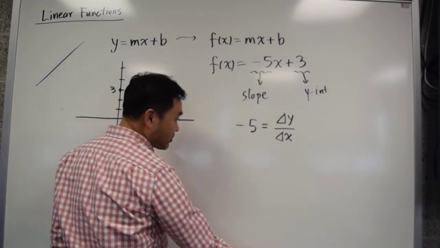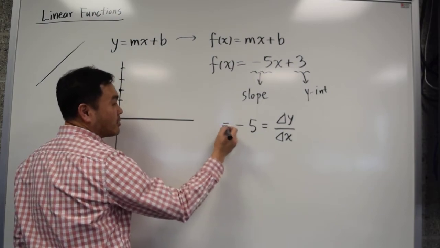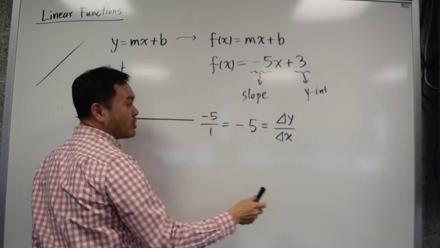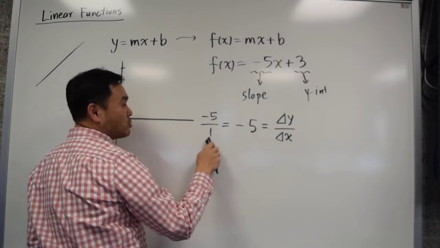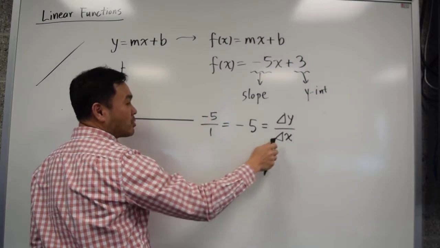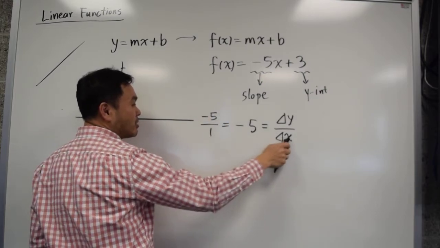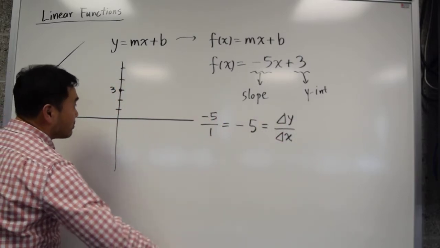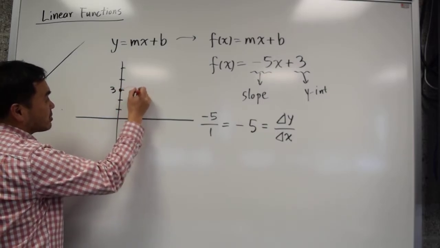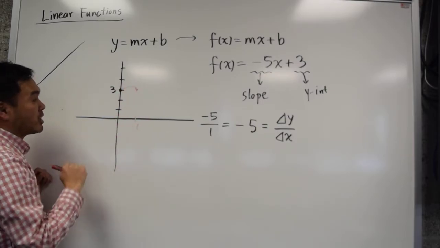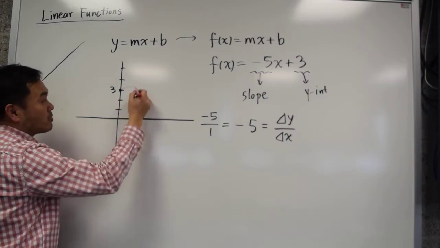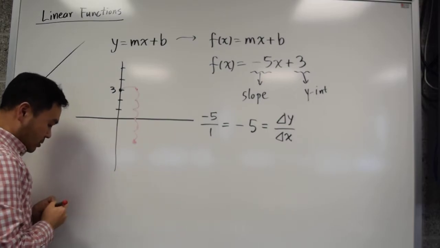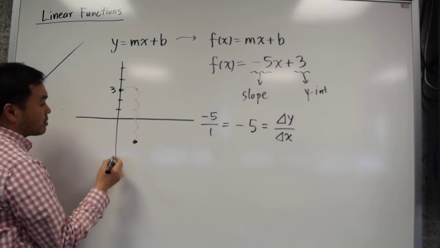I mean, think of this negative 5 as negative 5 divided by 1, right? So if you view it this way, then you can think of it like when delta x is equal to 1, delta y will be negative 5. In other words, when there's a change of 1 in the x, there will be a change of negative 5 in y. In other words, if you move one step to the right, that's one value of change in the x direction. Then in the y direction, you have to go 1, 2, 3, 4, 5 steps down. So that's your second point.